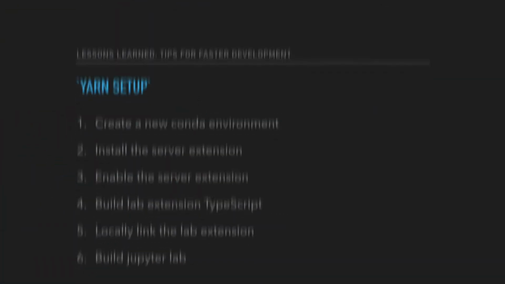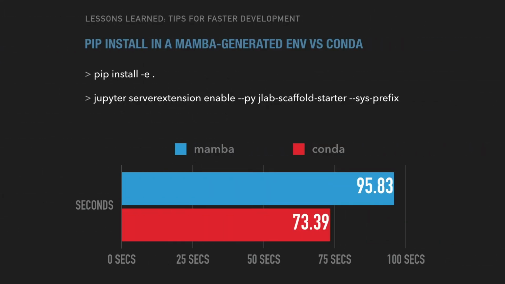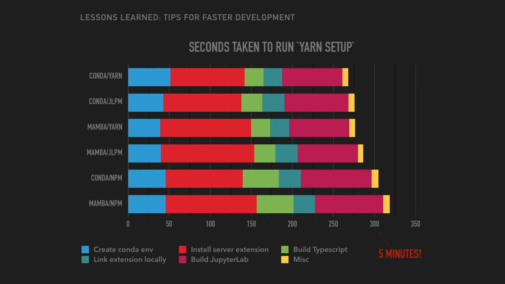But there's this weird thing and a little bit of backstory. We have this setup script that creates a Conda environment, installs the server and lab extension and links them and builds JupyterLab. It takes about 5 minutes. And obviously Mamba jumps out to a fast start. But when we go to install the server extension locally, a Mamba generated environment takes a really long time versus a Conda one. So I was interested in all the permutations of the different package managers.